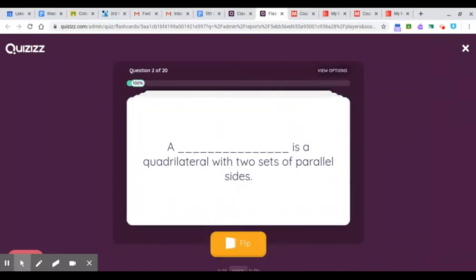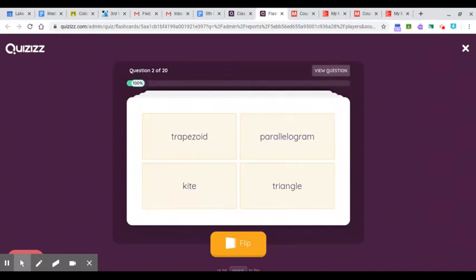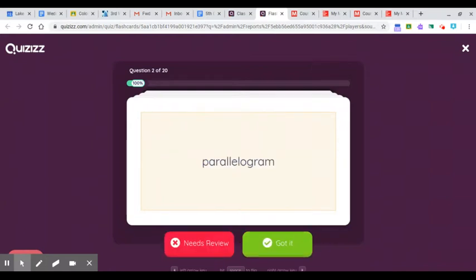Remember to use your chart in the book so that you can see all these shapes, and that way you'll know. A blank is a quadrilateral with 2 sets of parallel sides. So we all instantly know trapezoid can't make it, and we don't consider a kite to be really a shape. A triangle can't be close, so there we go. Parallelogram. Remember to take notes on these.